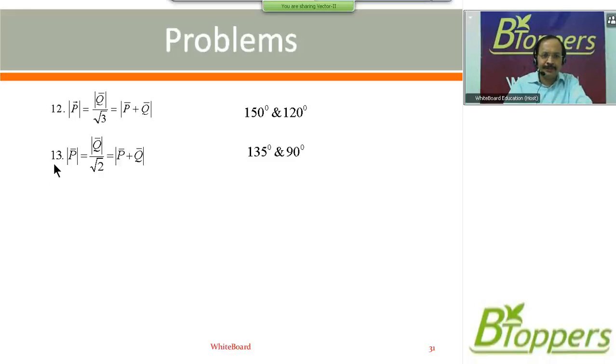The answers are 135 degrees and 90 degrees. That means the angle between P bar and Q bar is 135 degrees. Angle made by the resultant vector with the first vector P bar is 90 degrees.